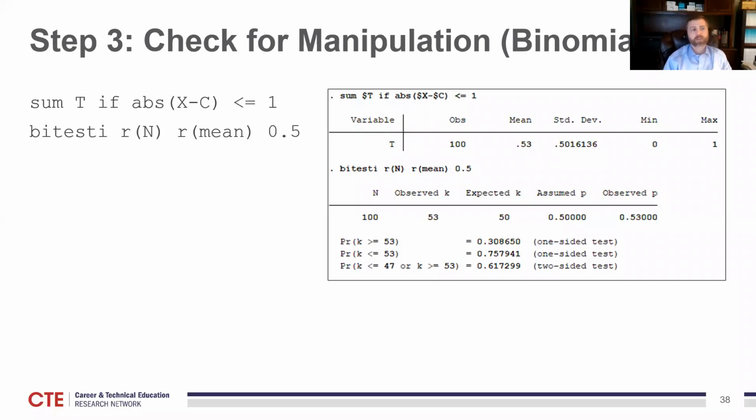A third way you can look for manipulation is to just use a binomial test. If you think about a small window around the cutoff, the idea is that if there's no manipulation, it should look more or less like observations were assigned to the treatment or not just by chance. The first line looks at the number of observations close to that cutoff of 50, and calculates the proportion of those that were in the treatment group, and that turns out to be 53%. The second line executes a binomial test to see if that percentage is meaningfully different from 50%. If you look at the test results at the bottom of the output, you can see that the test statistic is not statistically significant. So in that case, you can't reject the null hypothesis that there's no manipulation.